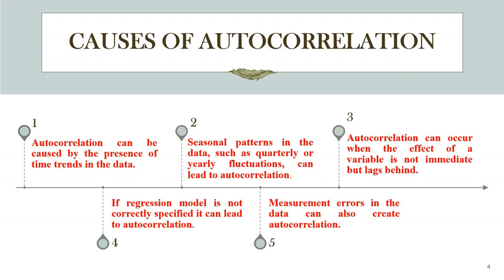Third one is, autocorrelation can occur when the effect of a variable is not immediate but lags behind. Fourth one is, if the regression model is not correctly specified, then it may cause autocorrelation. And the fifth one is, measurement errors in the data can also lead to autocorrelation.